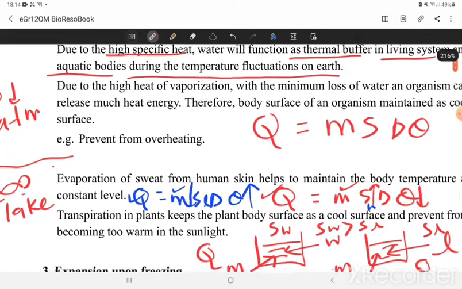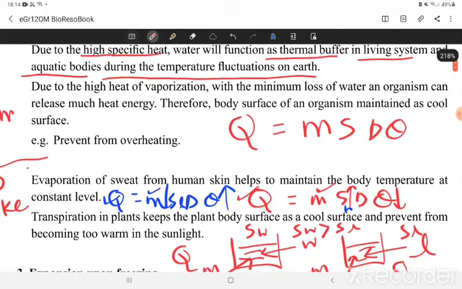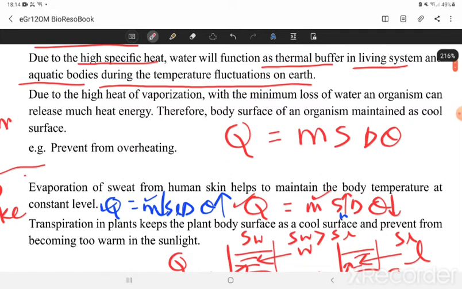So what can we say? Due to high specific heat, water will function as a thermal buffer in living systems and aquatic bodies during temperature fluctuations on Earth. Now, due to the high specific heat of vaporization, what can you say? With the minimum loss of water, an organism can release much heat energy.